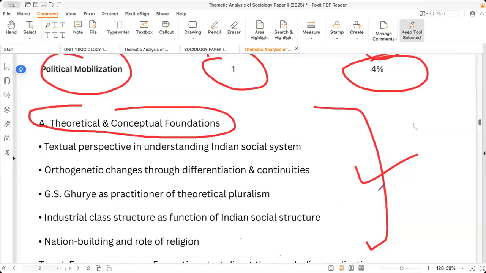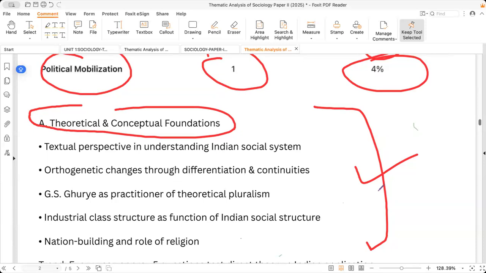But if you have prepared G.S. Ghurye, how he studied, what his theoretical background was, and what theoretical background he utilized for different kinds of studies, you can answer well. His views on caste, his views on village, his views on urbanization, his views on religion and sadhus. He has written a book.